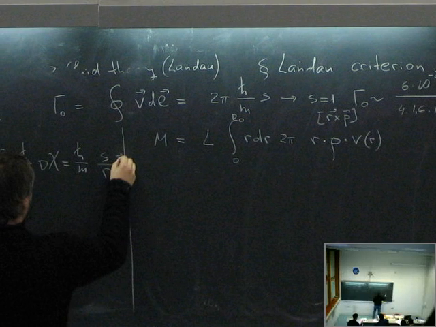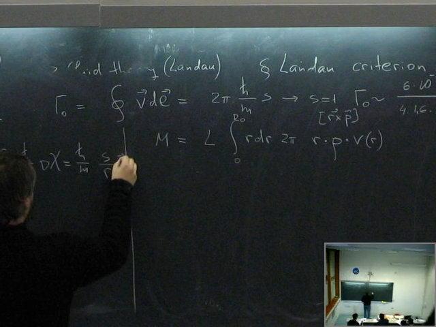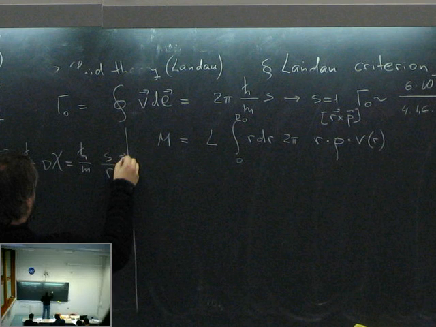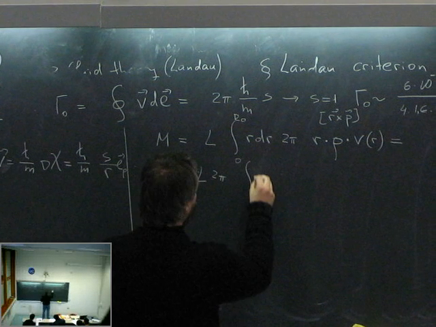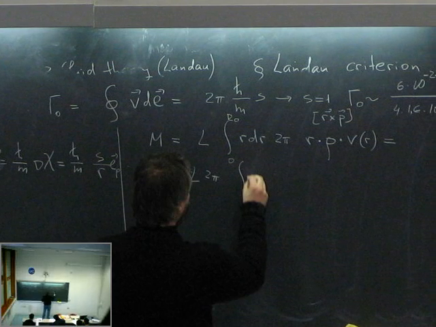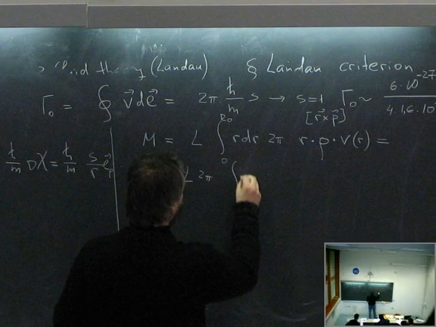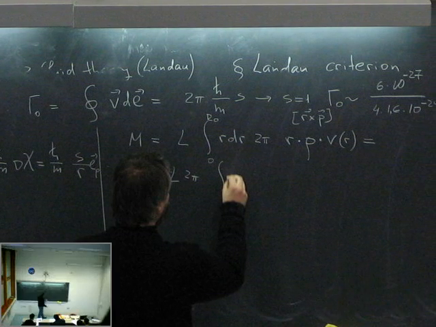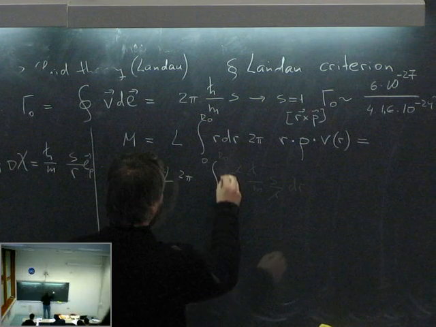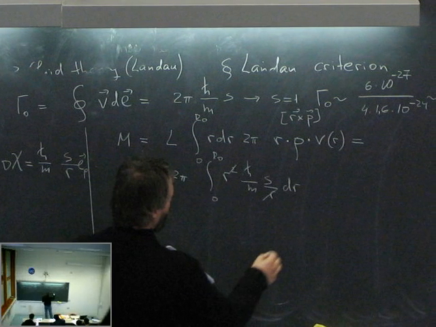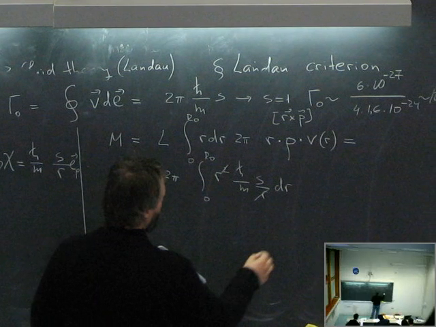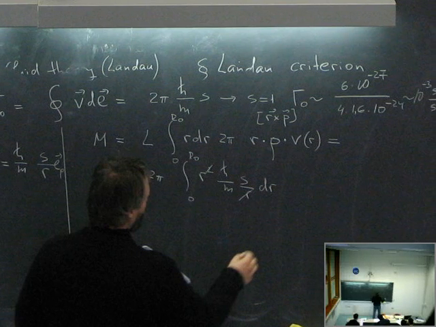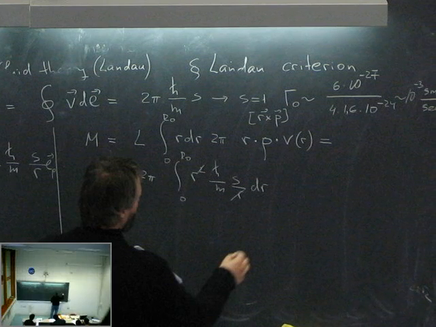So the density is constant. Let's plug in everything. Rho times L times 2 pi. Here it's the integral from 0 to R node of R square, we have H over M times S over R dr. So we have 1/2 R node square. So it's a pi rho L R node square times H over M S.